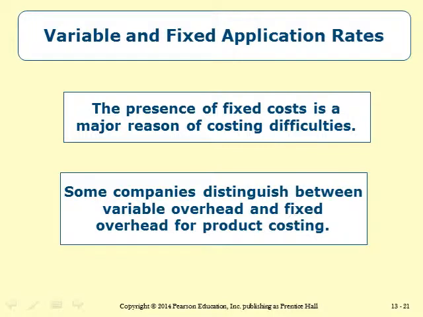In general, the cost of a product or service is the sum of direct cost and allocated cost. As we've seen, overhead application is the most troublesome aspect of product costing. The presence of fixed costs is a major reason for the costing difficulties. Many companies make no distinction between variable and fixed cost behaviors in the design of their accounting system. Some companies, though, do distinguish between variable overhead and fixed overhead for product costing, as well as for control purposes.